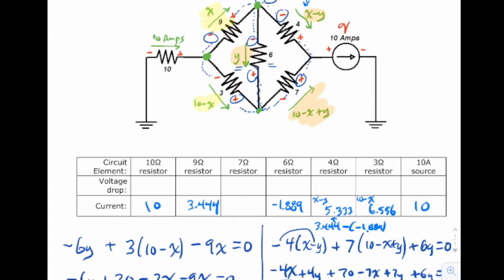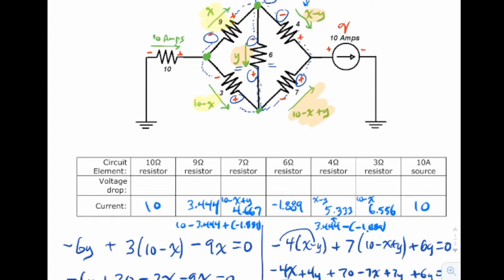Okay, a little bit of math to do here. This is supposed to be 10 minus x plus y. So that's 10 minus x, which is 3.444, plus y, which is negative 1.889. So what is this coming out to? Yeah, 4.667. We've got all of our currents done.